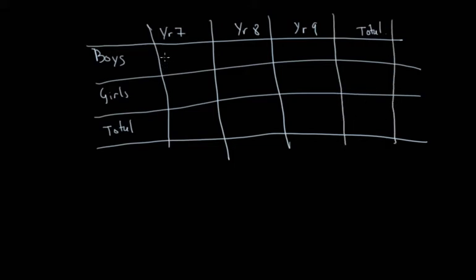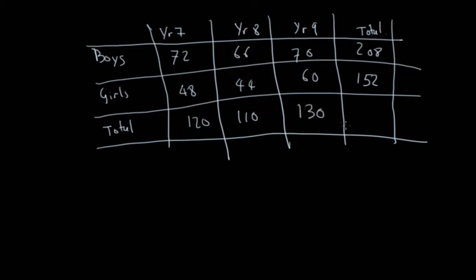So boys: 72, 66, 70, 208. Girls: 48, 44, 60, 152. Totals: 120, 110, 130, 360. Find the probability that a randomly chosen member of year 8 is a boy.